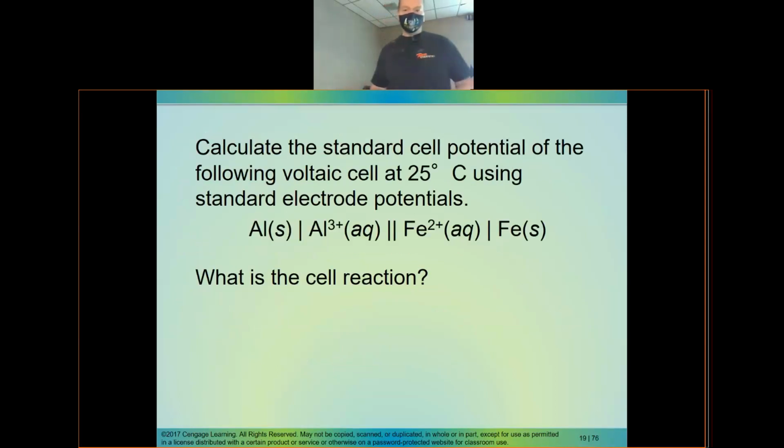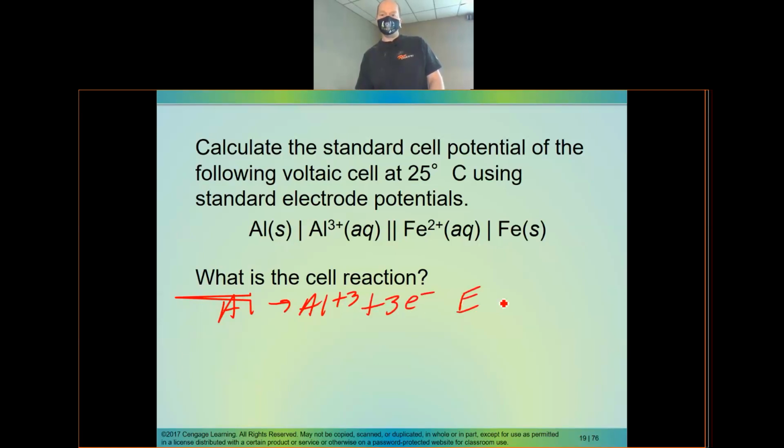All right, so here we have aluminum going to aluminum plus 3 plus 3 electrons. The E value is positive because this is an oxidation potential. And so off the chart it said negative 1.66, so it is a positive 1.66 volts. All right, so off the chart it had the reduction of aluminum plus 3, and it was a negative 1.66 volts. This is the oxidation of aluminum, so that is a positive 1.66 volts.